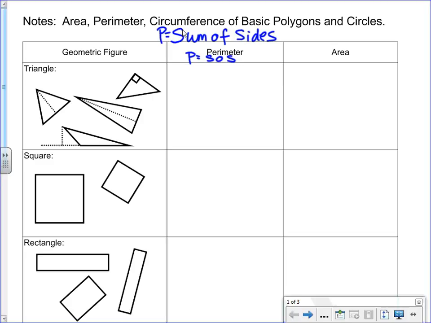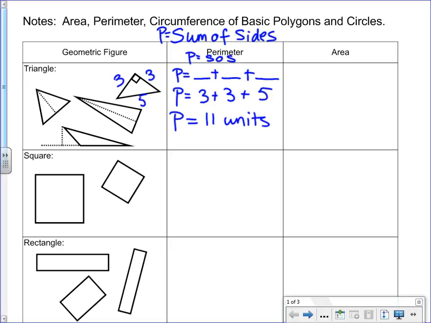So perimeter again would just be adding up all the sides. We would always start with a formula: P equals side plus side plus side, because we have 3 sides on a triangle. So let's say this was 3 inches, and this is 3 inches, and this is 5 inches. Then I'm just going to plug it in. So P equals 3 plus 3 plus 5. And then I'm just going to add it all up. So 3 plus 3 is 6, and 6 plus 5 is 11. So we're going to call this 11 units. This is just because we don't know what the measurement is, so we're always going to just call it a unit if we don't know what the unit is.